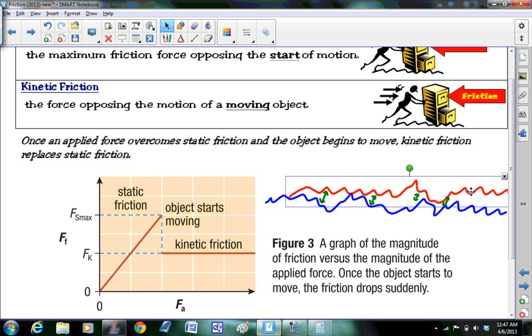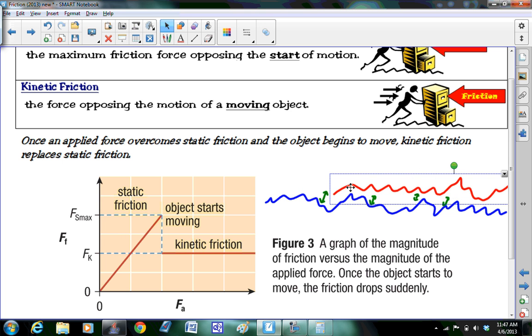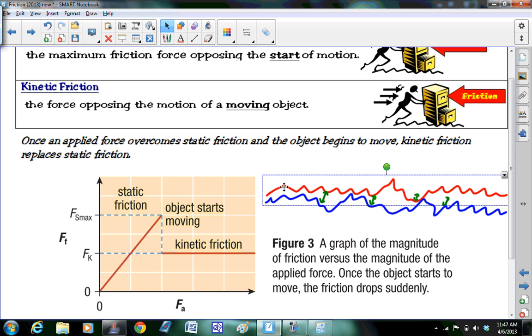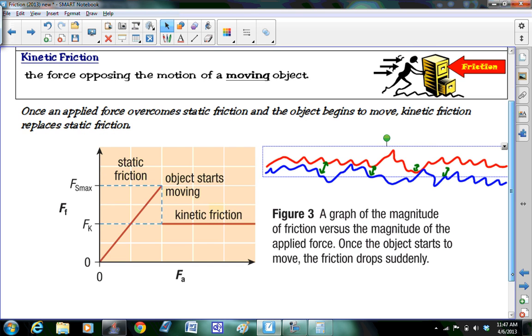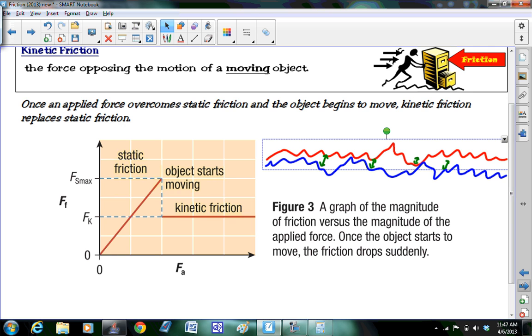Now what happens is, as you're actually beginning to move, once you overcome that static friction, the surfaces can slide past each other a little bit easier, and those intermolecular bonds do not have as much of an opportunity to form either. So again, kinetic friction is always lower than the initial static friction trying to get an object to move in the first place. So keep that in mind when we're doing these problems.